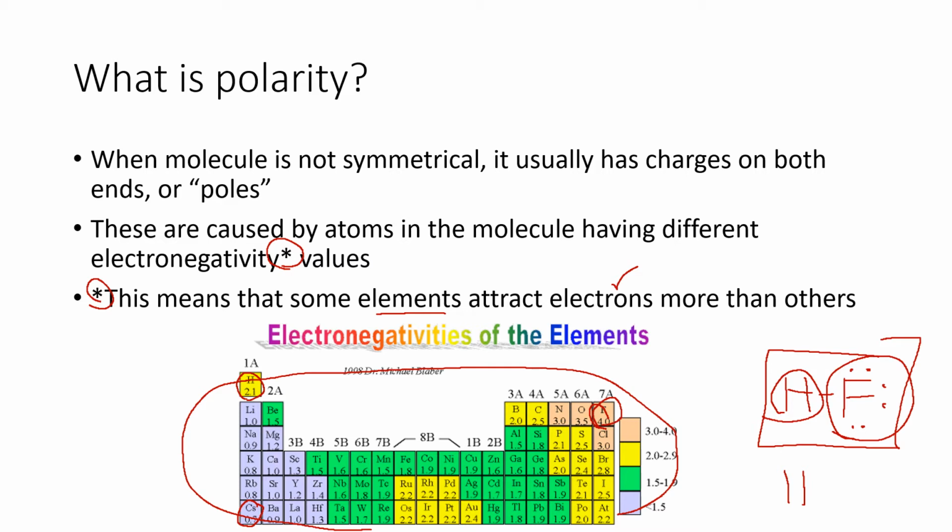Now, if I had something different, like an H and then another H, then this is totally symmetrical. They both have the same amount of electronegativity, and thus it is going to be called nonpolar.